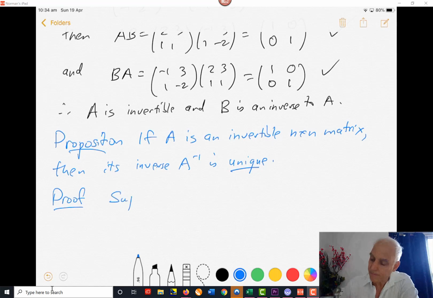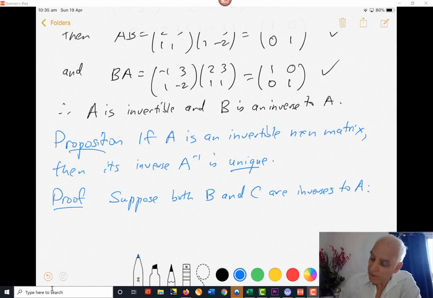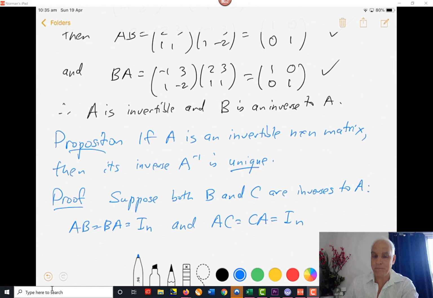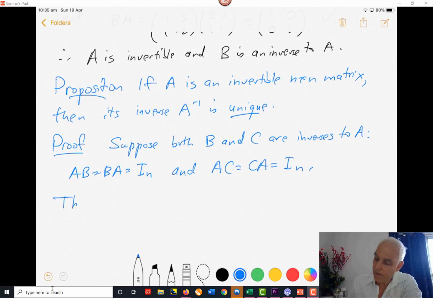So suppose that both, say, B and C are inverses to A. What does that mean? It means that A times B equals B times A equals the n by n identity matrix. And it means that A times C equals C times A equals the n by n identity matrix. How can we use these two equations to deduce that B equals C? Well, let's argue the following.